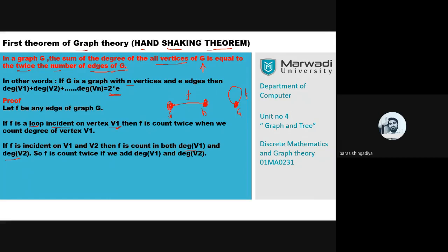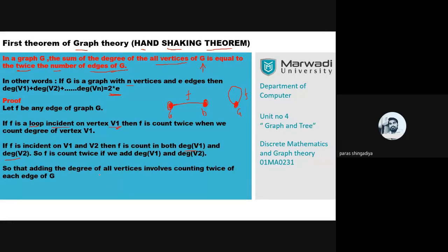Here we will also consider the degree of A by using f, and we will also consider this f for the degree of B. So f is counted twice if we add the degree of v1 and the degree of v2. Clear? That f will be counted 2 times if we add the degree of A and the degree of B. So now what does it mean?